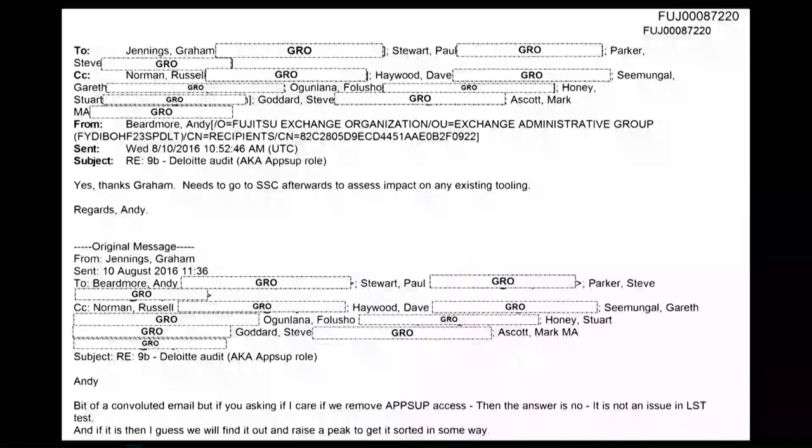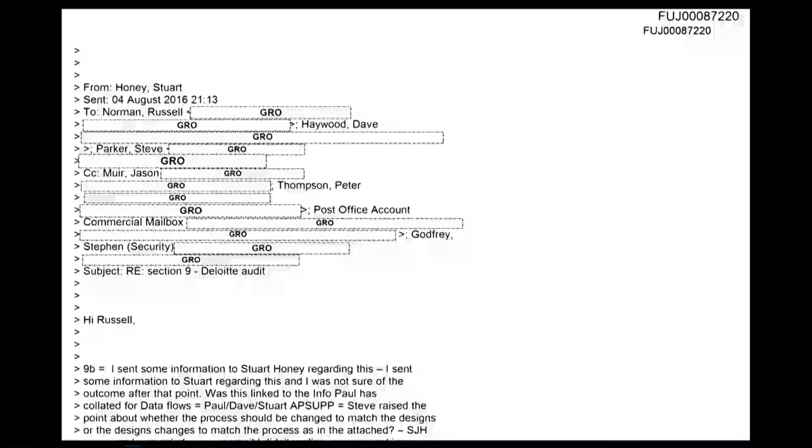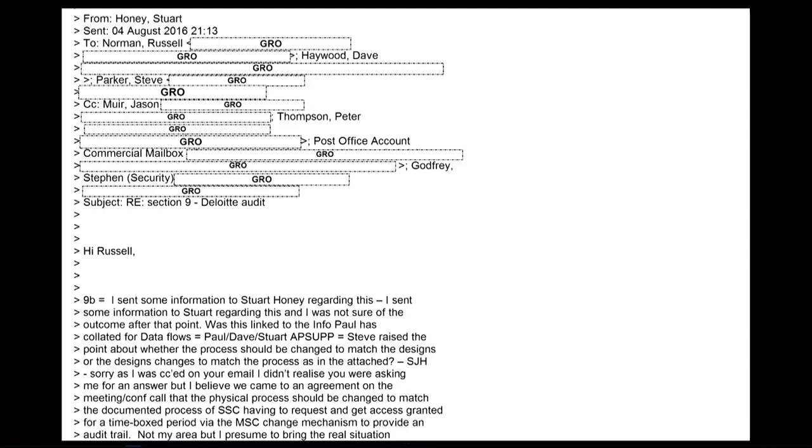Can we go to page 5, please? And we can see that this is an email from Stuart Honey to Russell Norman, Dave Hayward, and you. Yes. And can you help us with who Mr. Honey was? Stuart was involved in the security of the system as well. I can't remember. I think Stuart was more on the development side, as opposed to Dave Hayward being on the architectural side.